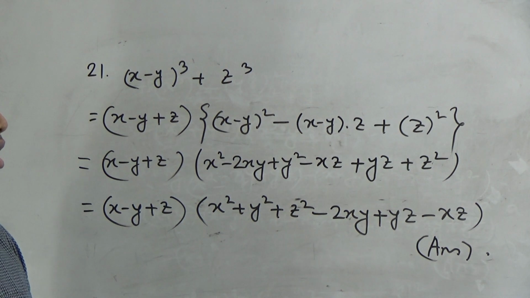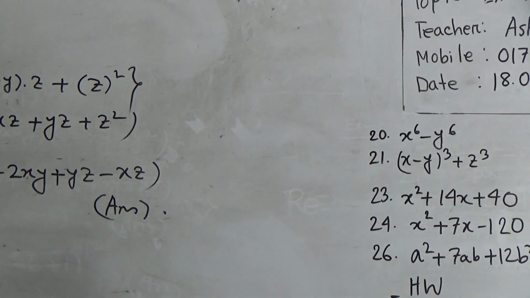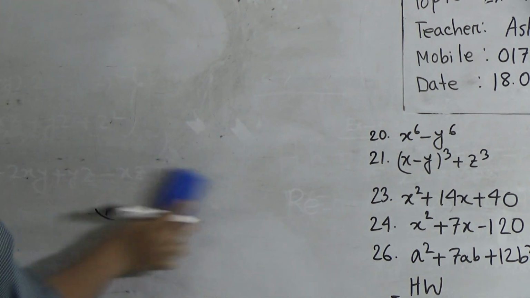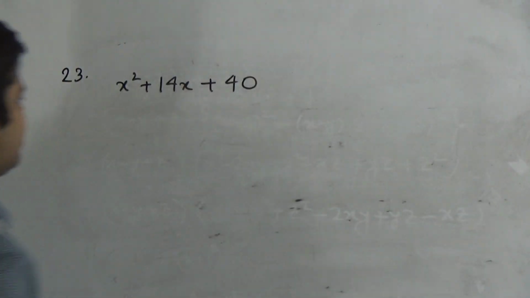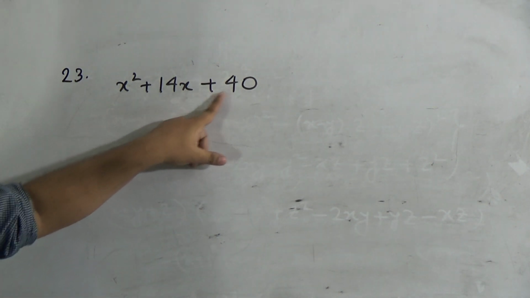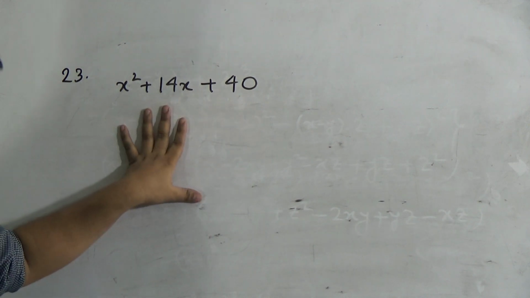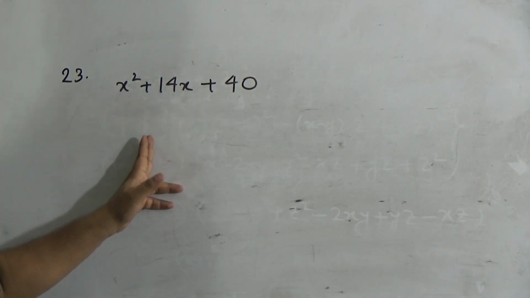Next we shall solve question number 23. Here you notice, questions number 23, 24 and 26 are in the same method, and this is called middle term break. So write 23 first: x square plus 14x plus 40. Dear students, if we want to convert this into factors, we use middle term break here.